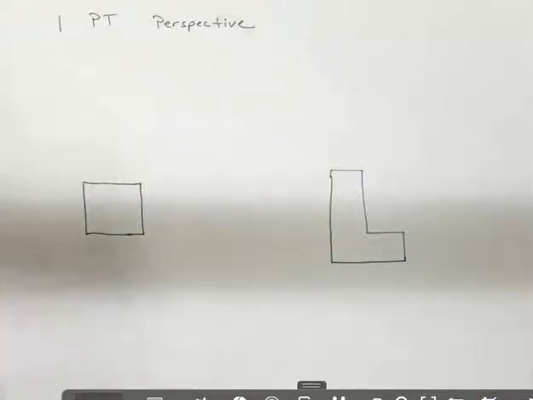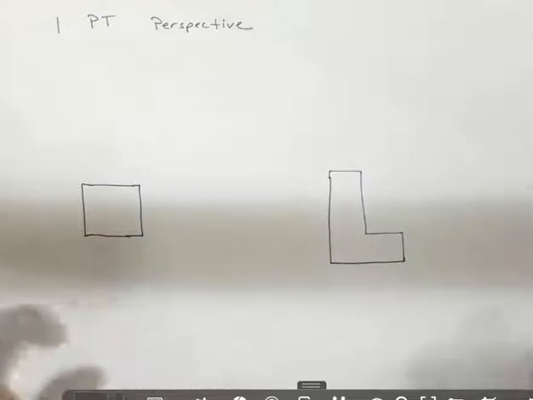Okay, here's going to be some quick examples of perspective drawings. I'm going to do a 1, 2, and 3-point perspective of these shapes. One is just a cube and one is kind of an L-shaped prism.